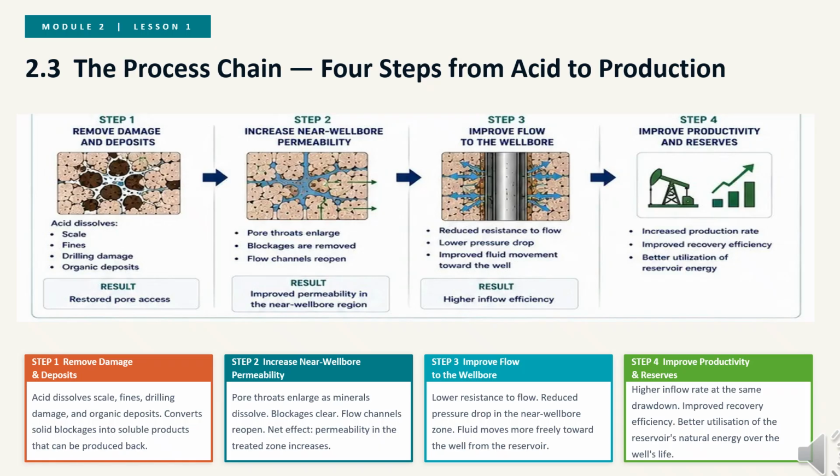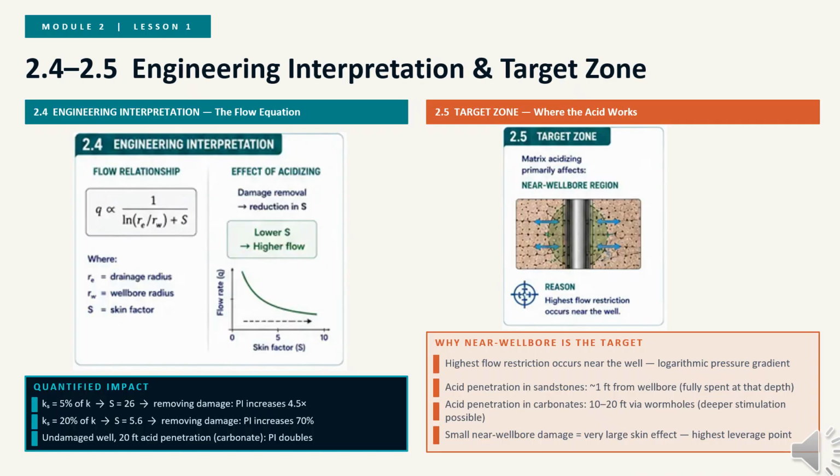But this chain only works if acid contacts the damaged zone. If it goes somewhere else, nothing changes. Now connect it to numbers. In severe damage, permeability near the well can drop to 5% of its original value. That creates very high skin. The well can operate at a fraction of its capacity. Remove that damage, and productivity can increase multiple times. Same well. Same reservoir. Only the restriction changes.